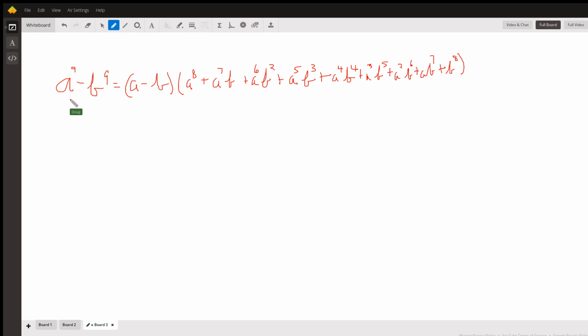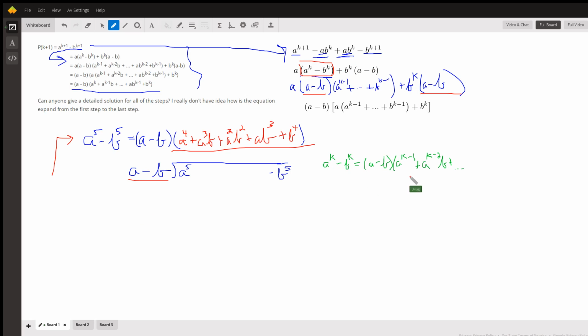And here's another one. If you want to do a to the ninth minus b to the ninth, that's a minus b times a to the eighth b to the 0, a to the seventh b, etc. And what happens if you actually distribute this a minus b, you get a to the ninth for the first term, you get minus b to the ninth for the last term, but all the terms in the middle cancel out because you increase the exponent on a by 1, and then you multiply by minus b, and those terms all cancel out.